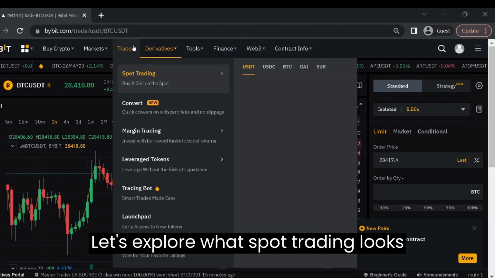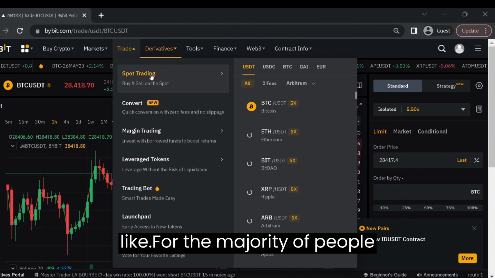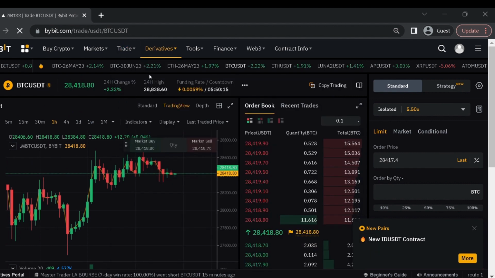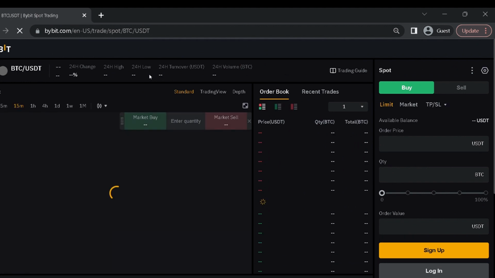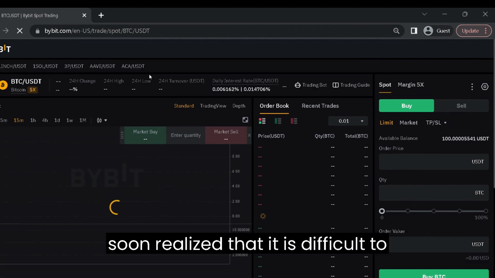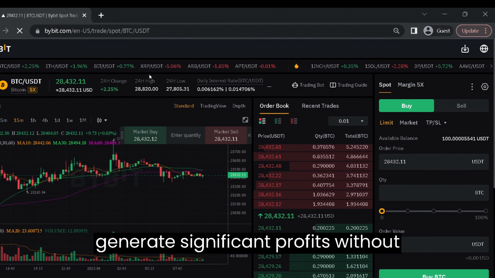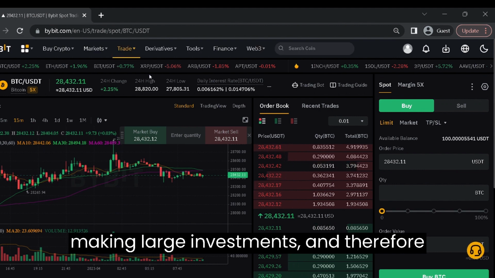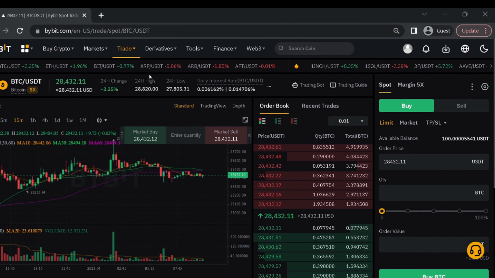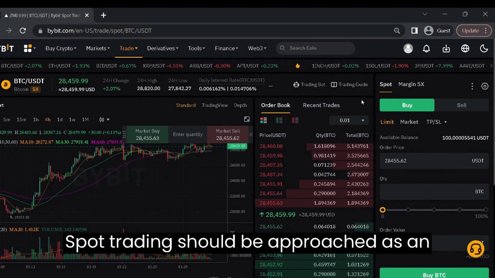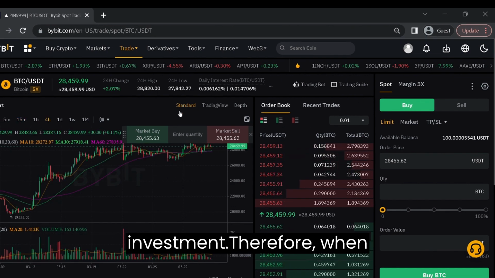Let's explore what spot trading looks like. The majority of people who enter the cryptocurrency market start with spot trading. But they soon realize that it is difficult to generate significant profits without making large investments, and therefore, they switch to futures trading. Spot trading should be approached as an investment.